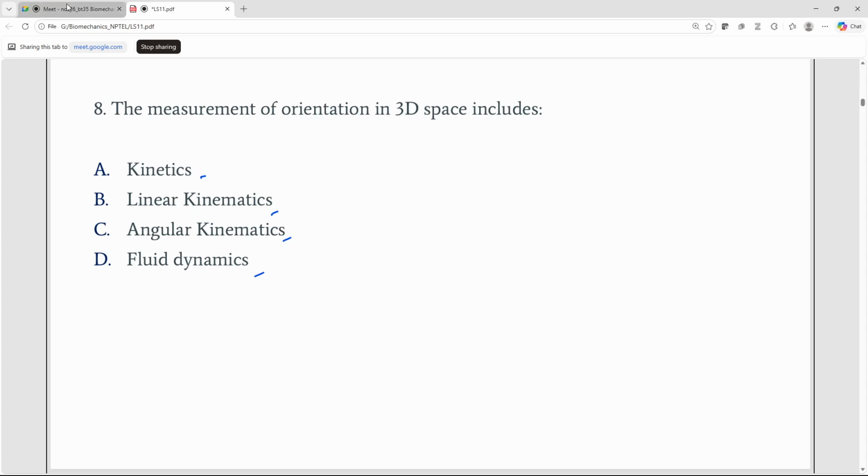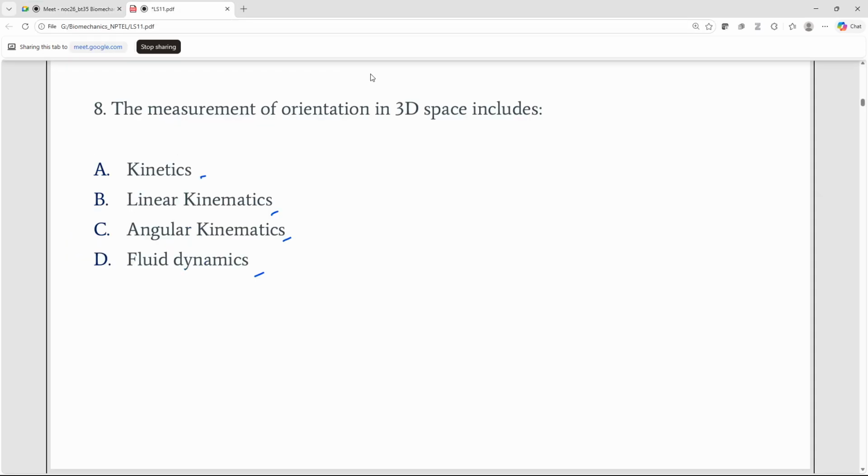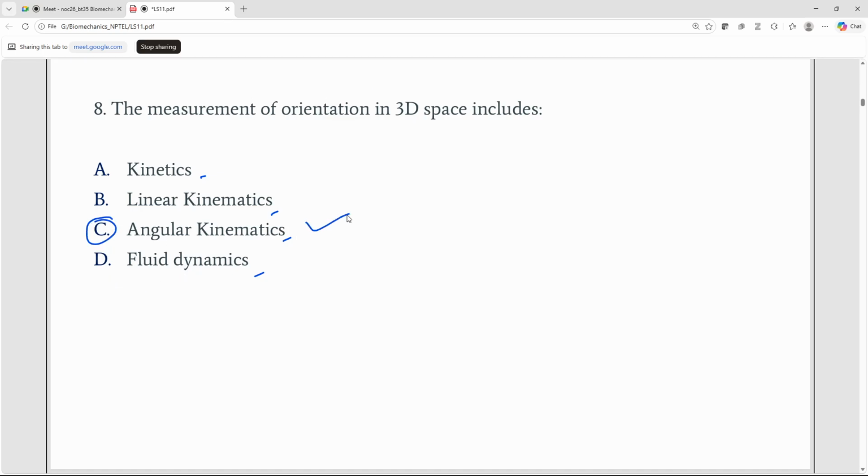Try to answer the question. Yes, C, correct answer. Angular kinematics. Angular kinematics is the study or measurement of orientation in 3D space.